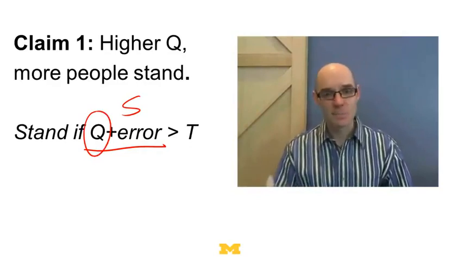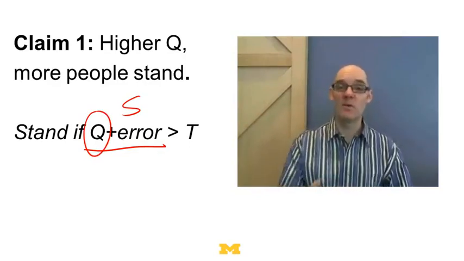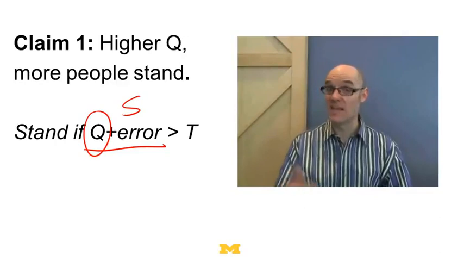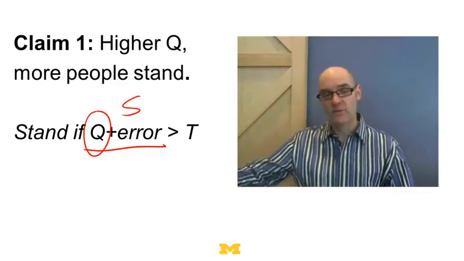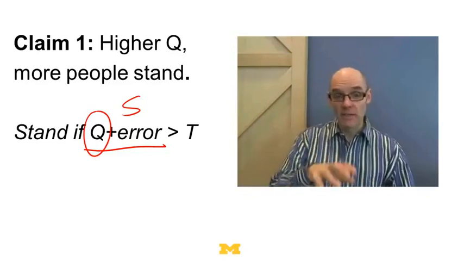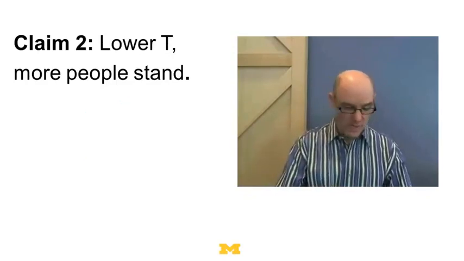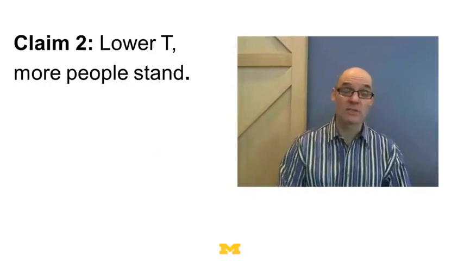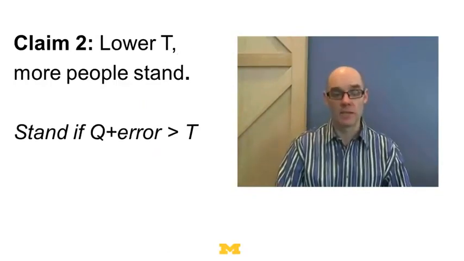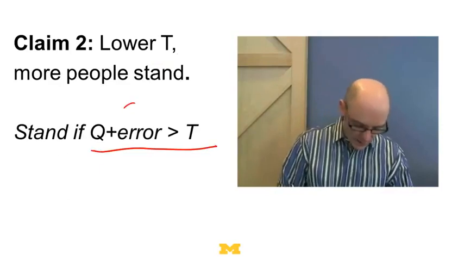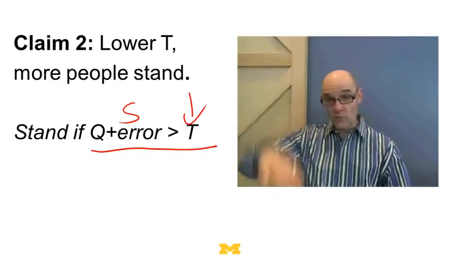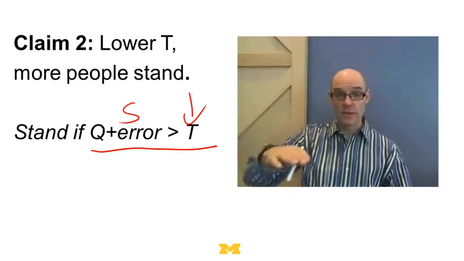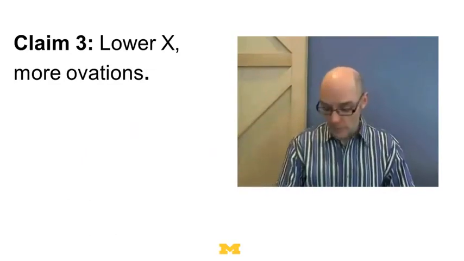Again, not surprising. One thing we want from models is results that make sense, basic things that make sense. And then the other stuff may be more surprising, but we want some stuff to accord with our logic right off the bat. What's another result? Lower our threshold, make our T lower, and we're more likely to get a standing ovation. Why is that true? Same logic: we need our signal, the quality plus the error, to be bigger than our threshold. So if my threshold falls from 70 to 50 to 30 to 20, I'm more likely to stand up.